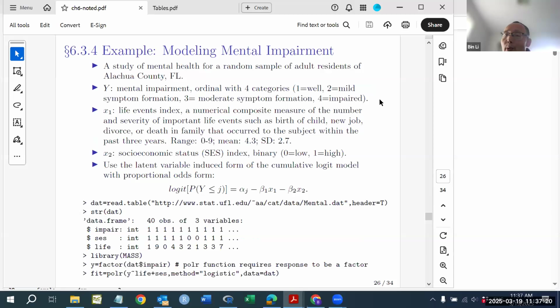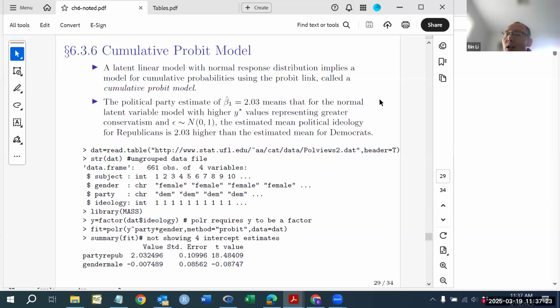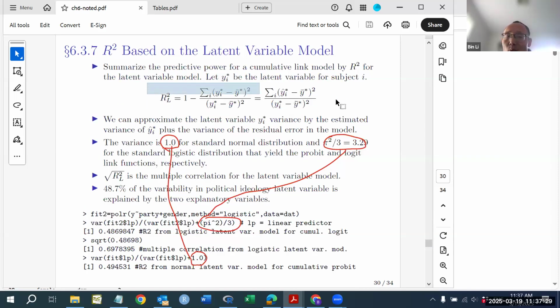One of the popular statistics that we use for the regression model to summarize the model performance is R square, is that right? So we can also use R squared concepts for the latent variable model here. If you use the probit model, the error follows a standard normal, so the variance is 1.0. If you use the cumulative logit model, then the error distribution is the standard logistic, for which the variance is 3.29.